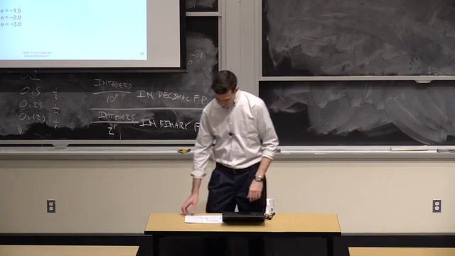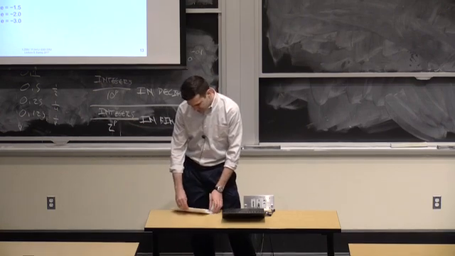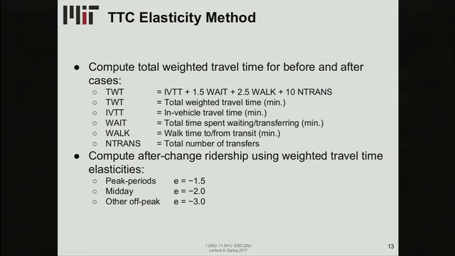Okay, let's revisit a model that we saw in an earlier lecture. This is the TTC elasticity model, which we saw has been used to predict ridership response to service changes. So let's recap. The total weighted travel time is a sum of four components: the in-vehicle travel time, the waiting time, the walking time, which is the access, egress and transferring time, and a penalty for the number of transfers that you have to take for that trip pair.